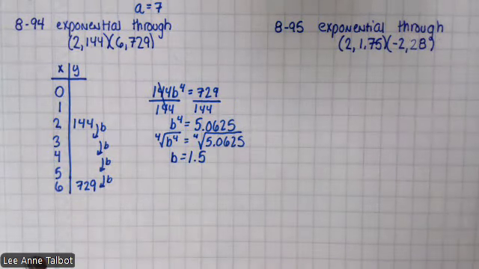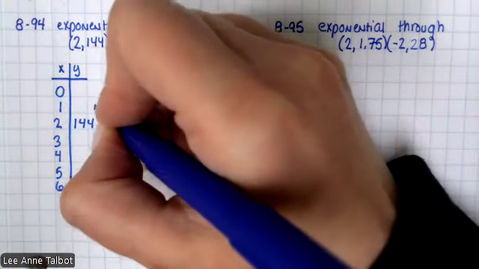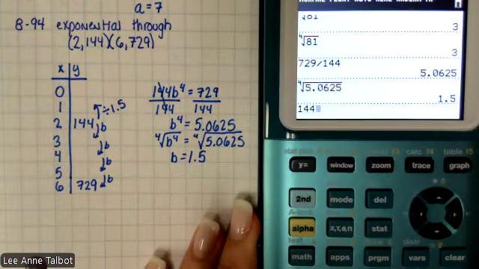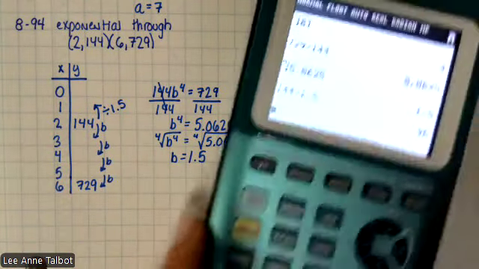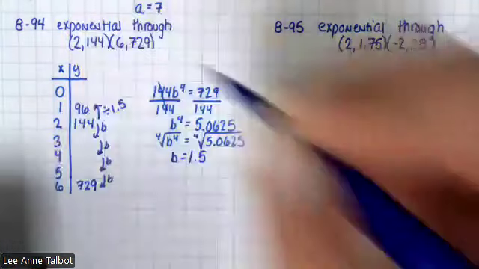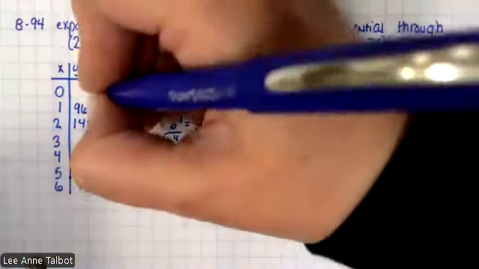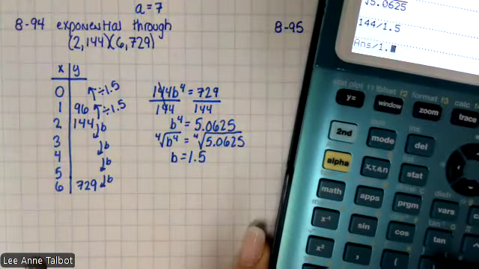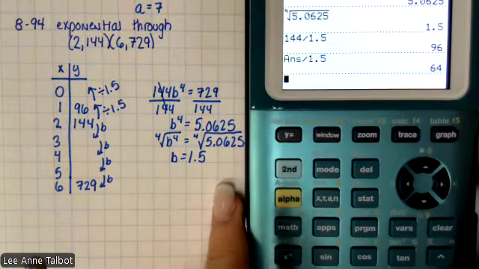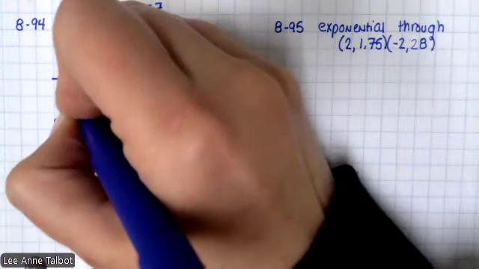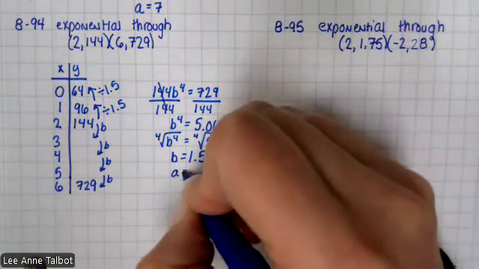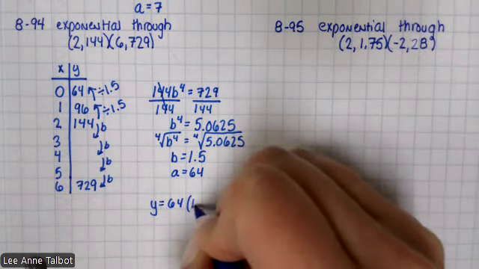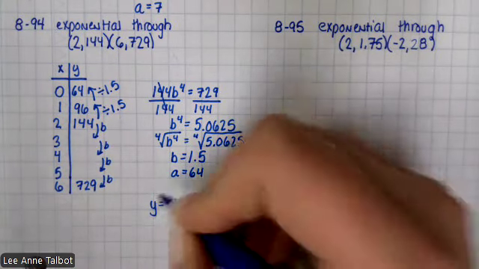Okay, so now what I'm going to do is divide by 1.5 to go back up the table. So 144 divided by 1.5 gets me 96. And then I'm going to divide by 1.5 again. That gets me 64. So a is 64. y equals 64 times 1.5 to the x.